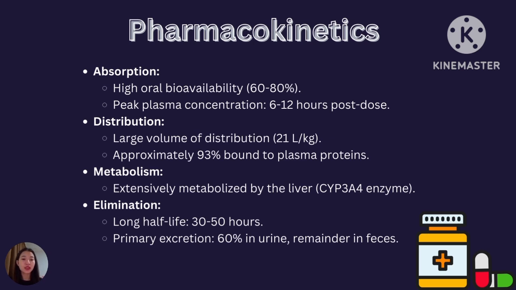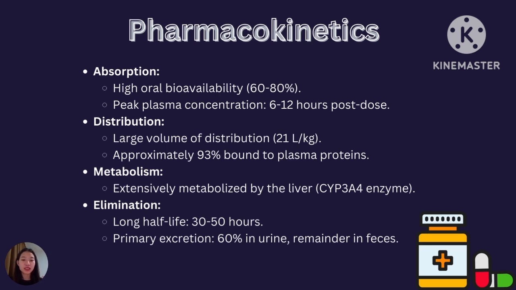Distribution of amlodipine. The drug has a large volume of distribution, 21 liters per kg, indicating extensive distribution into tissues. It is approximately 93% bound to plasma proteins. And metabolism of amlodipine. Amlodipine is extensively metabolized in the liver via cytochrome P450 3A4, also called CYP3A4 enzymes.